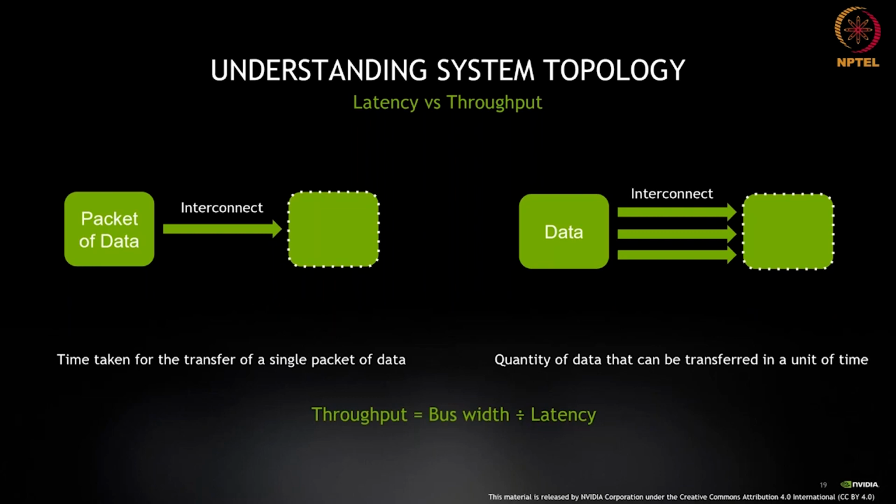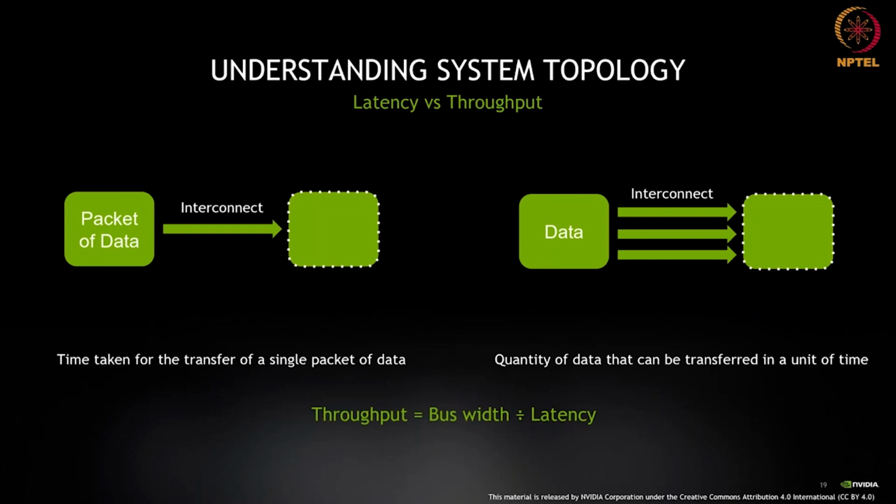Interconnect is the way the two systems are connected. Basically the two systems are connected to each other via one or the other form of interconnect. For example, the two systems may be connected via LAN, which is your normal Ethernet, or they can be connected to each other via, say, a PCI bus.